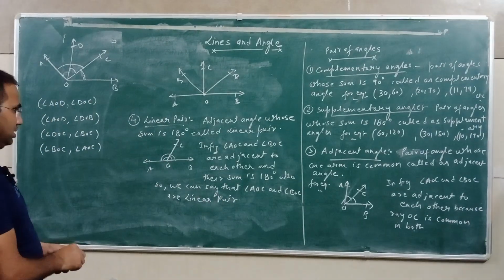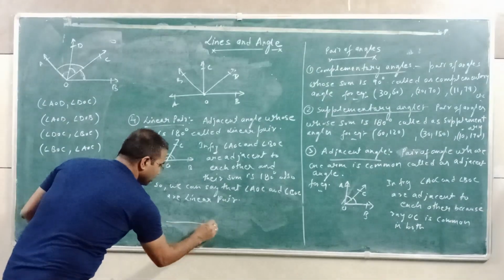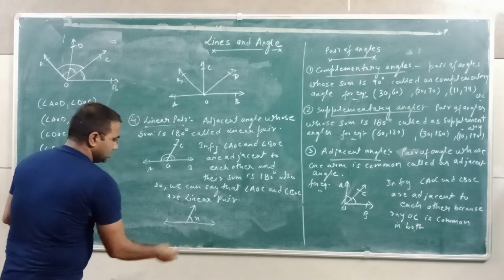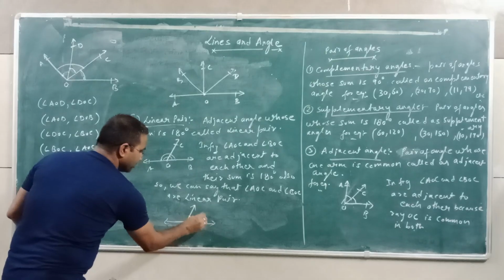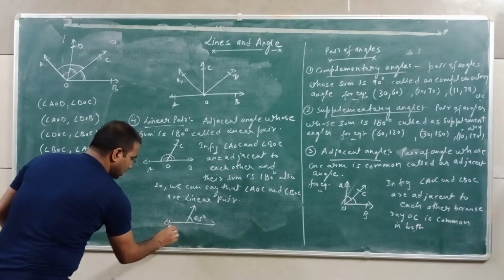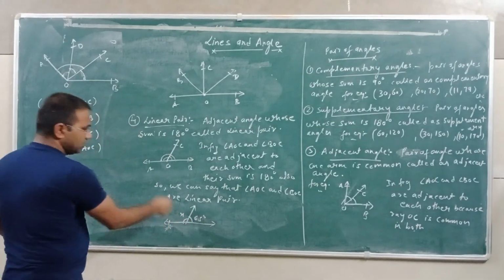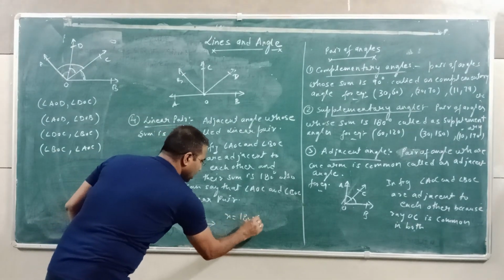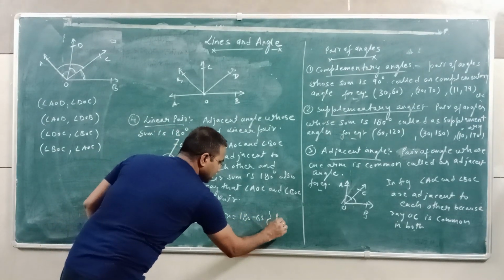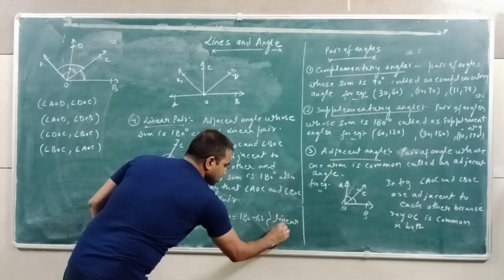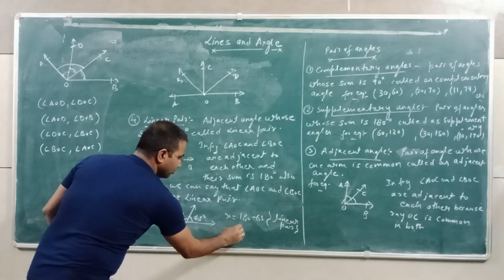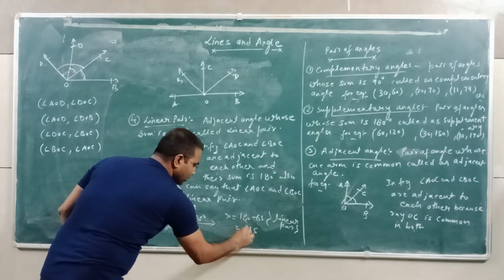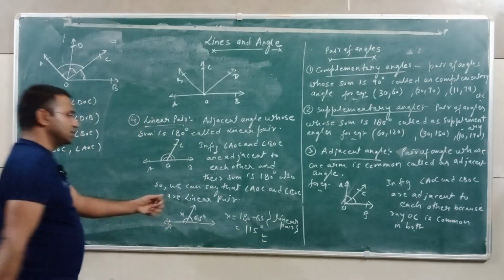See here how you will write. Suppose a linear pair is formed and this angle is given as 65 degrees. The question is asking to find the value of x. Then x is equal to 180 minus 65, and here you will write the reason: because it is making a linear pair. Then 180 minus 65 gives 115 degrees, which will be the value of x.